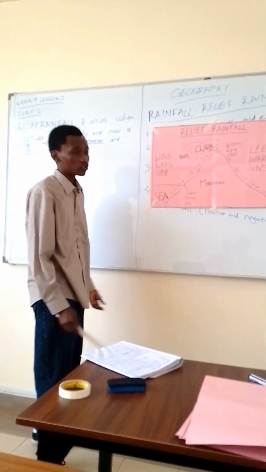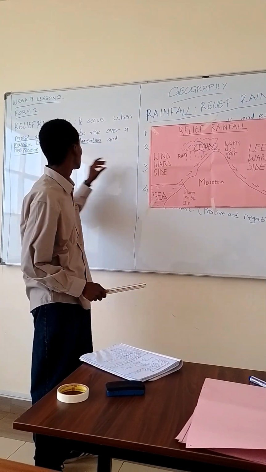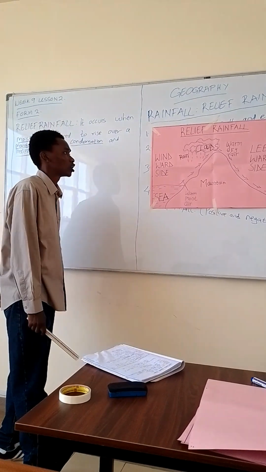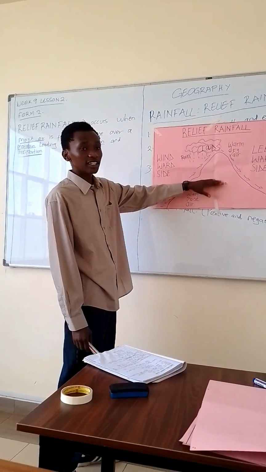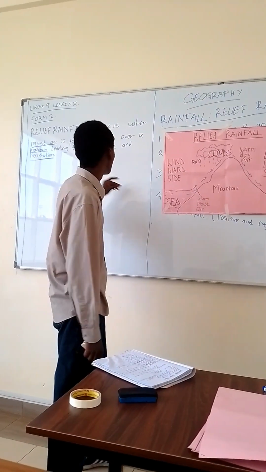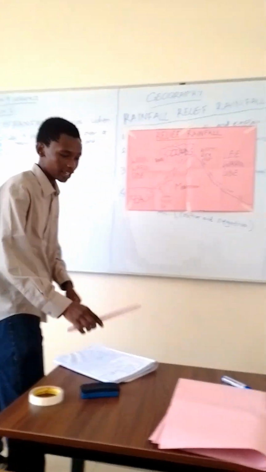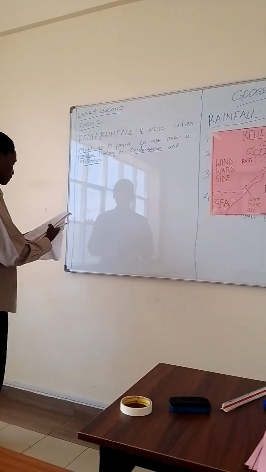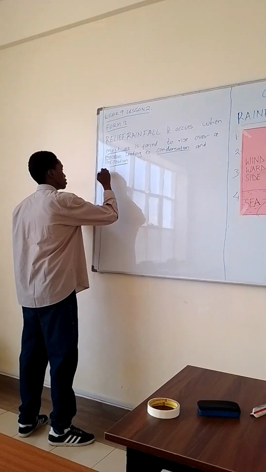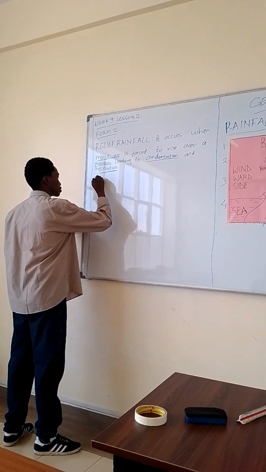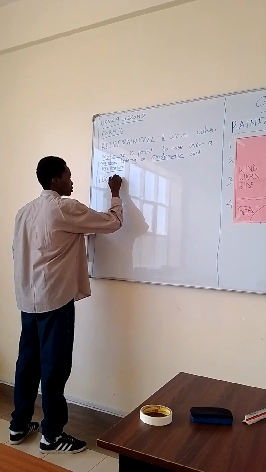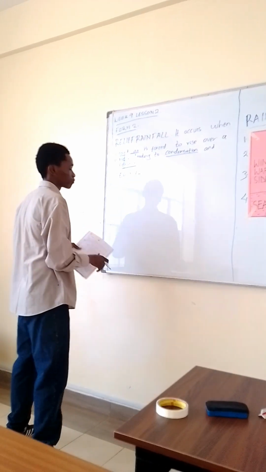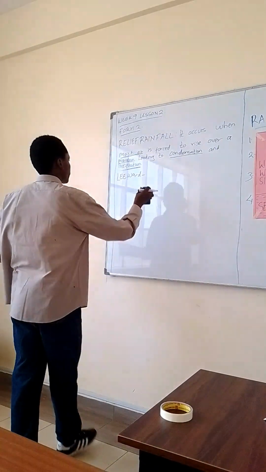So with that, class, we'll have to write something to explain what is the windward side and the leeward side, and also condensation. You may be looking at the diagram, try and relate with it. So take out your books also, we'll write this. Let's start first with the windward.